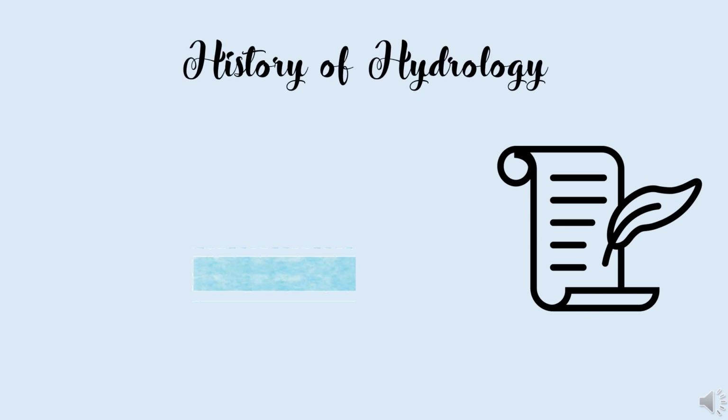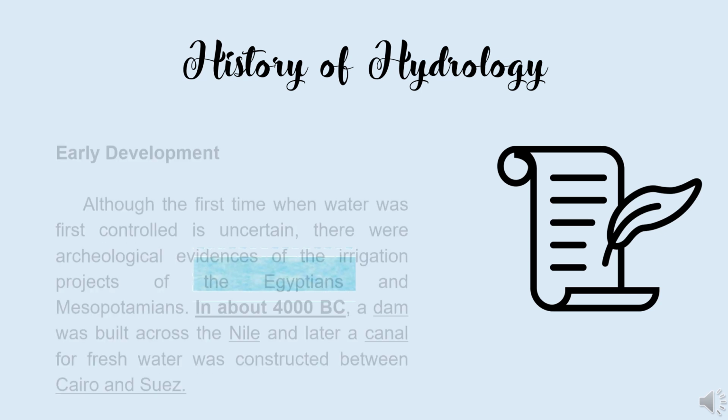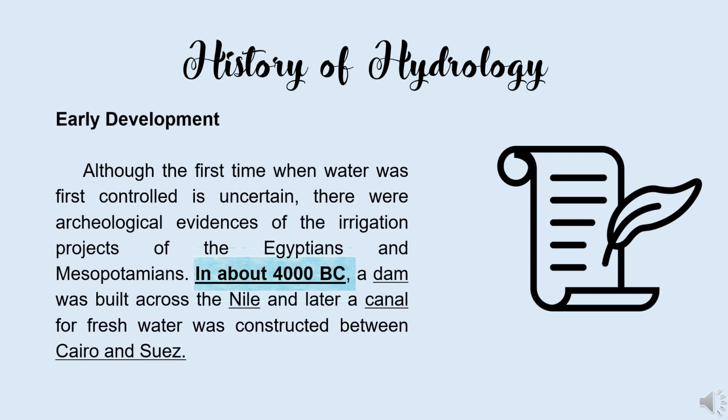Let us go down and dig some of the historical events that contributed to the development of hydrology. Way back 6,000 years ago, there were archaeological evidences of the irrigation projects of the Egyptians and Mesopotamians. Although the first time when water was first controlled is uncertain. In about 4000 BC, a dam was built across the Nile, and later a canal for fresh water was constructed between Cairo and Suez.